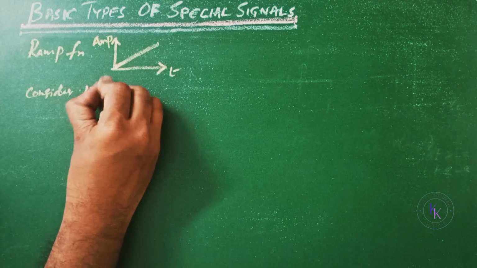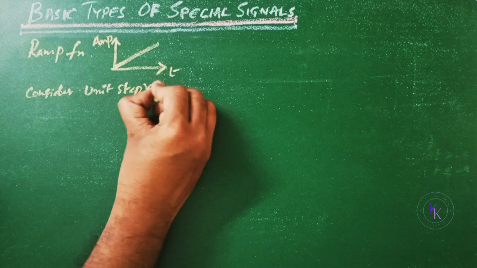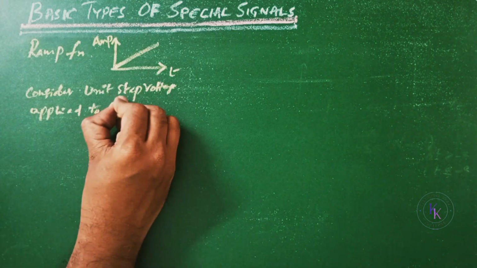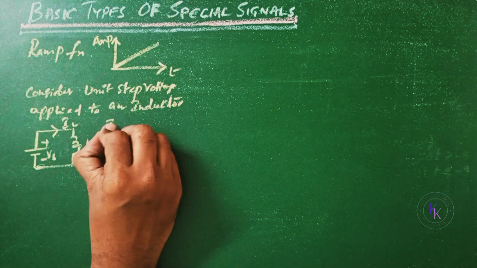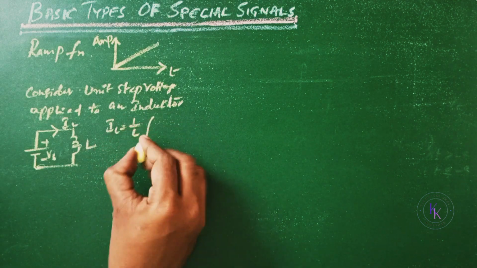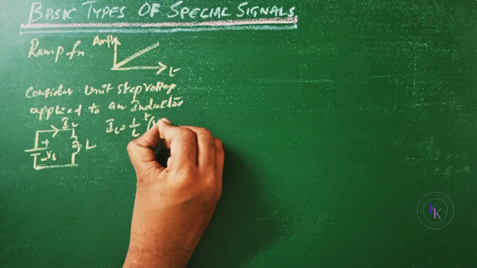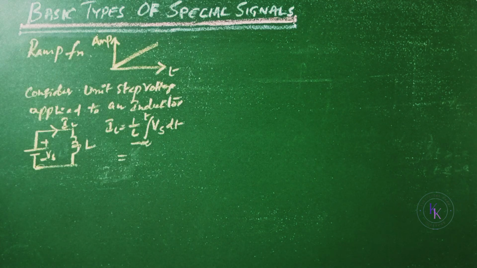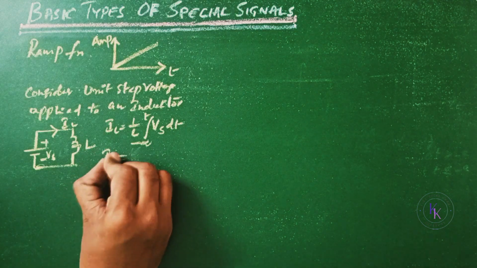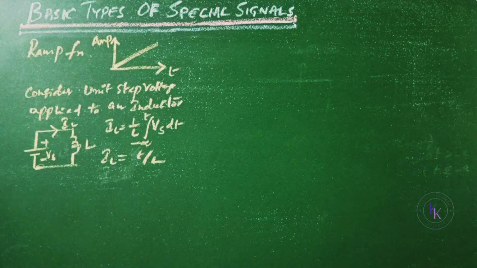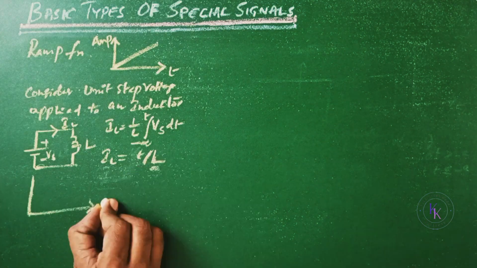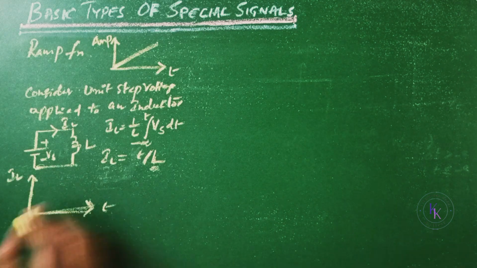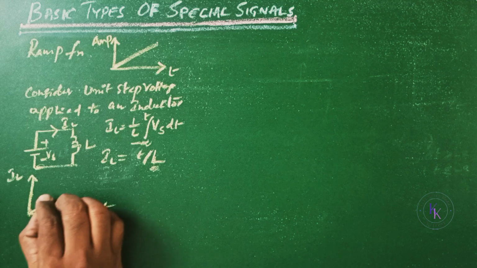Now consider a unit step voltage applied to an inductor as shown. The current IL is given by 1 by L integral from minus infinity to t of Vs dt. As Vs is the unit step input, Vs equals 1. Assuming the zero initial condition, that is IL at 0 equals 0, then IL equals t by L. This response current constitutes the ramp function, where the inductor current is seen to vary linearly with respect to time. This is t and this is IL. 1 by L is constant, and as t increases, IL increases.